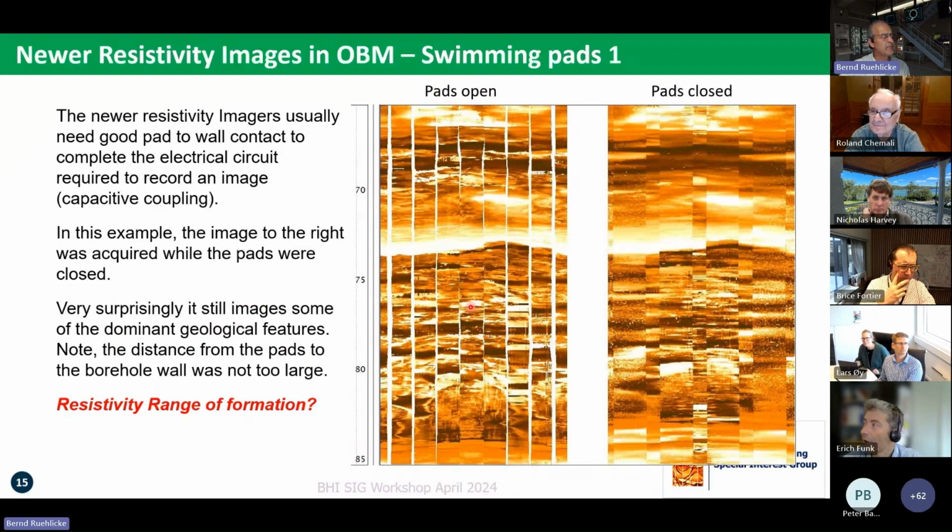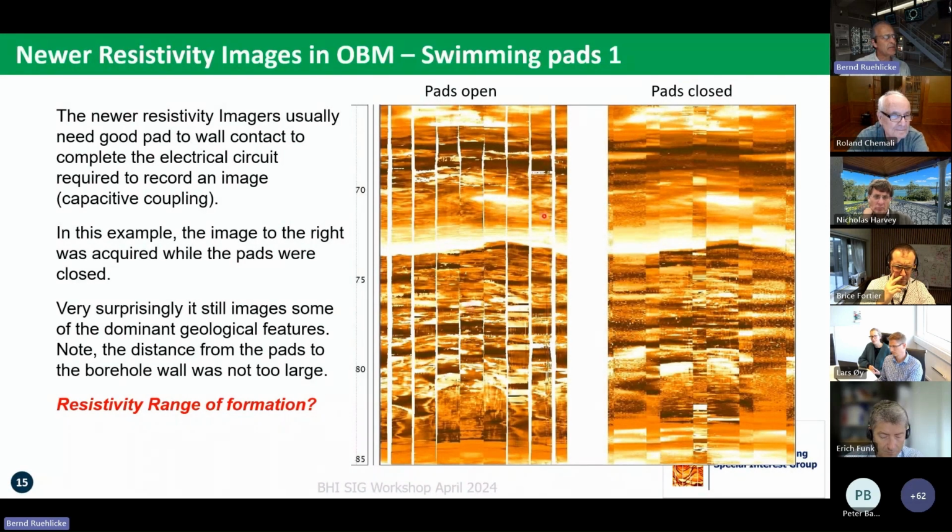There are other examples we want to show and share with you, that these modern tools can read when the pads are closed, and I keep this open for discussion. You don't have to argue on this now. We can have that maybe later, but I just want to share some examples.